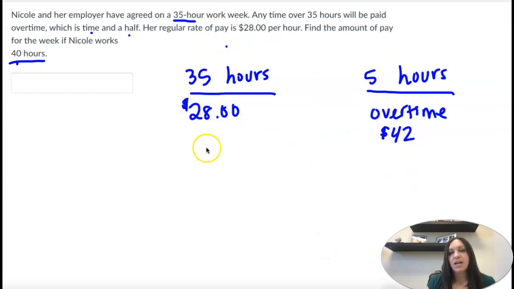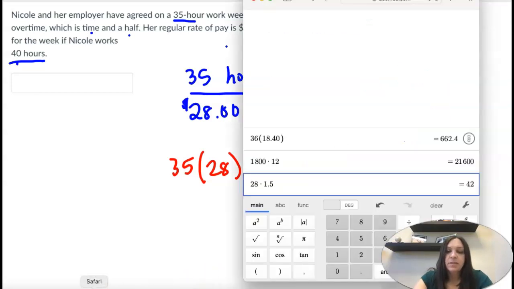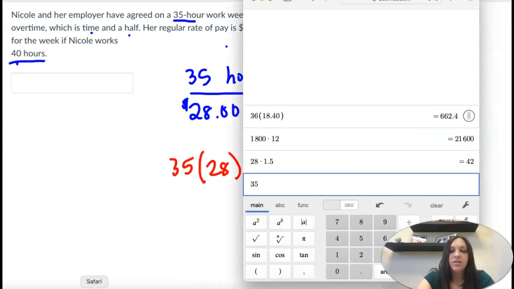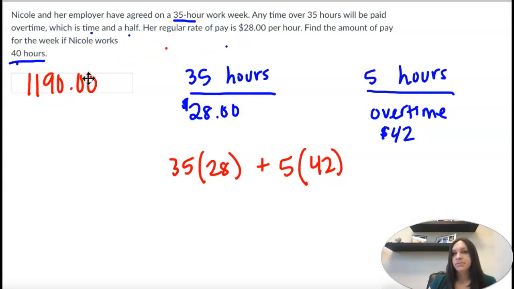So now we just have to add it up. There's 35 times 28, and then the overtime will be 5 hours times the 42. Okay, so I'm going to type it in just like that. 35 times 28 plus the 5 hours at $42 an hour. So she's going to get paid $1,190. Pretty good.